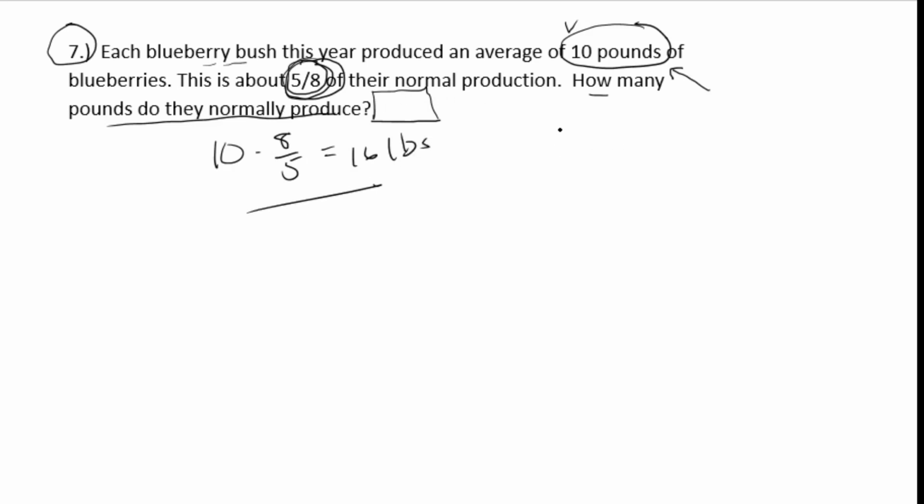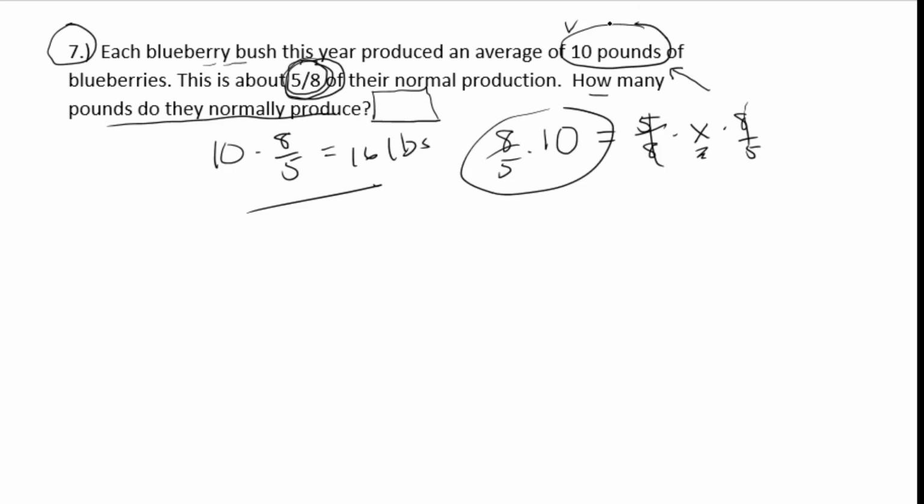Sometimes in high school, maybe they told you to use algebra on a problem like this, which would be 10 pounds equals 5/8 of their normal production. We don't know what their normal production is, so we use x. Multiply both sides by 8/5, which is the reciprocal, and we're back to 16 pounds. And we could also do it with number lines, right? I think visually number lines will give us our best way of visualizing what's going on.